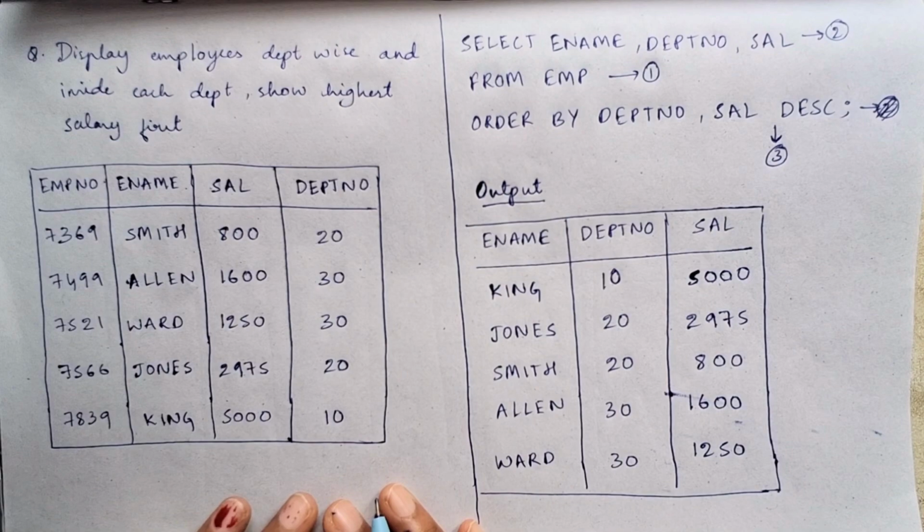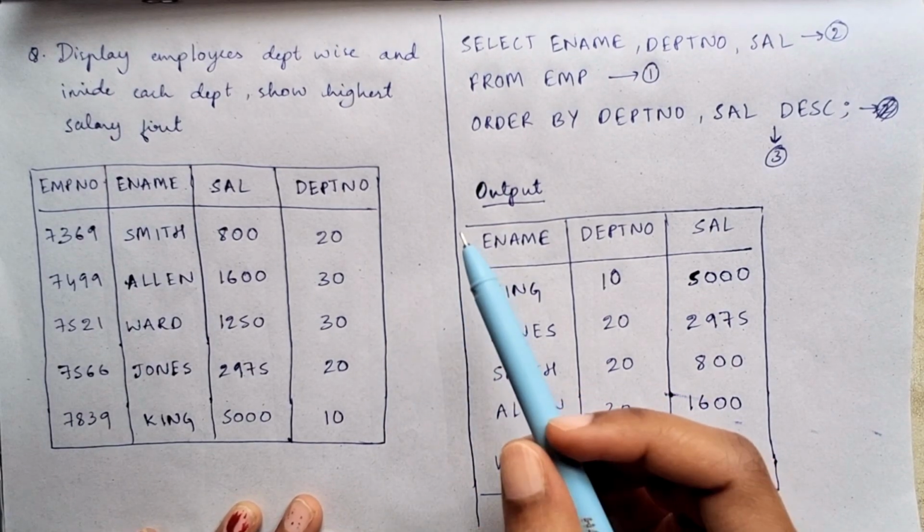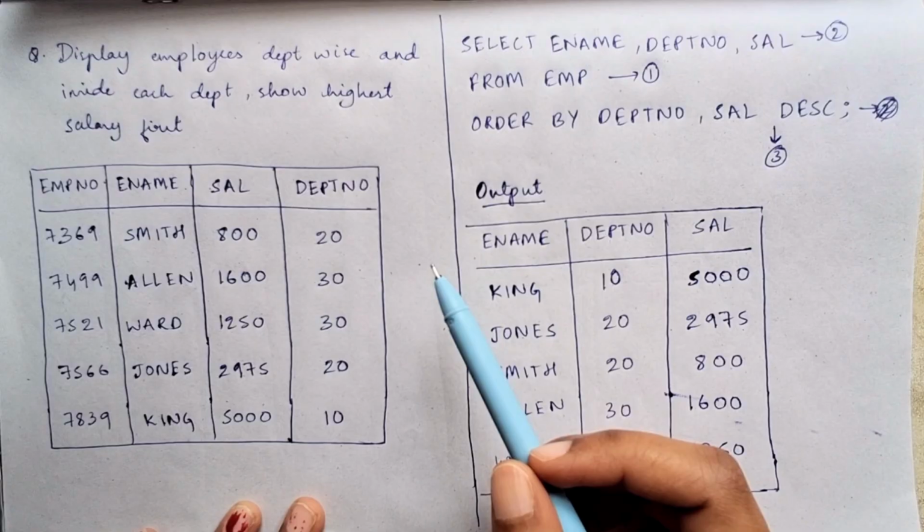Now we will see multi-level sorting using an order by clause using a query. Guys, please listen carefully.